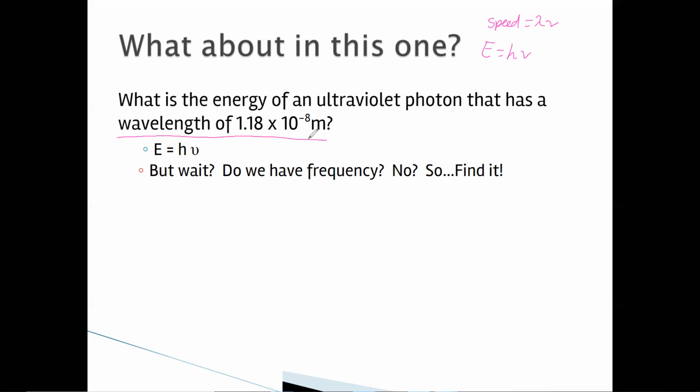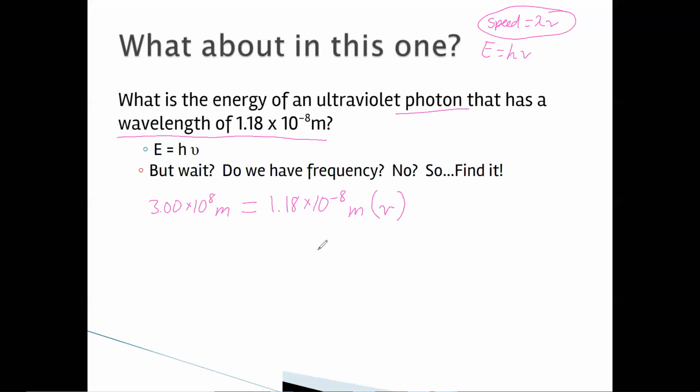We are given wavelength, so we're starting with the wavelength equation, this one. So if I'm using speed equals lambda times nu, I'm given lambda, the wavelength, so I'm going to plug that in, 1.18 times 10 to the negative 8th meters. Okay, I need frequency because I need frequency to be able to use the energy equation later. I am not directly given speed. However, ultraviolet photon, you see the word photon, that is light that it's talking about. And since it's light, we're going to use the speed of light, which if you remember from previous slides is 3.00 times 10 to the 8th meters per second.